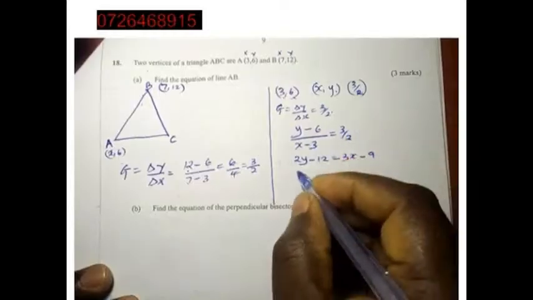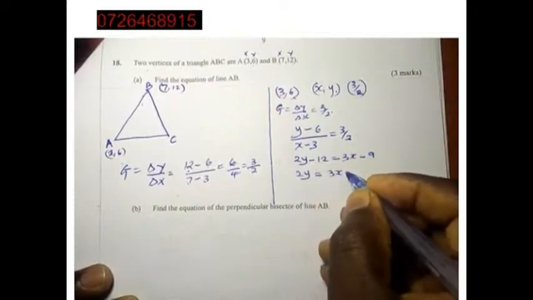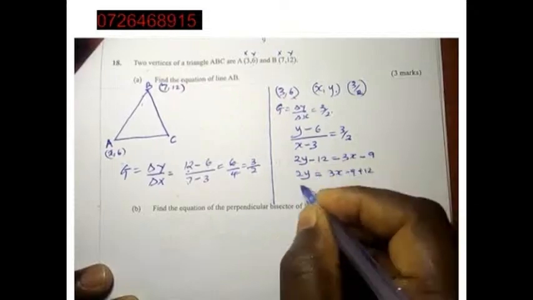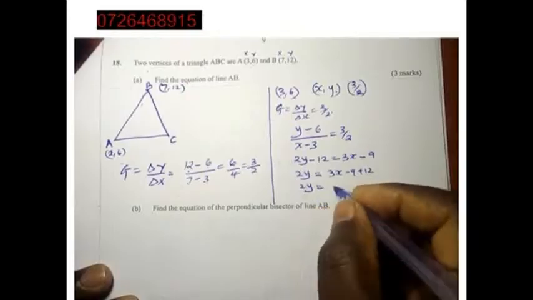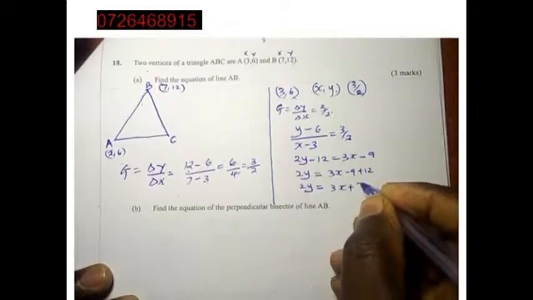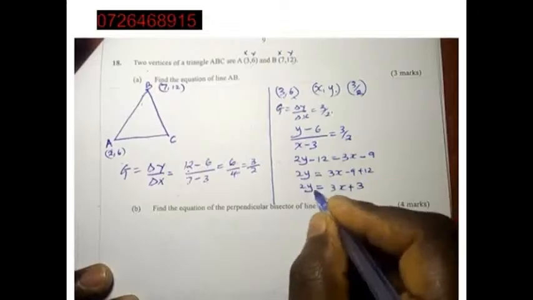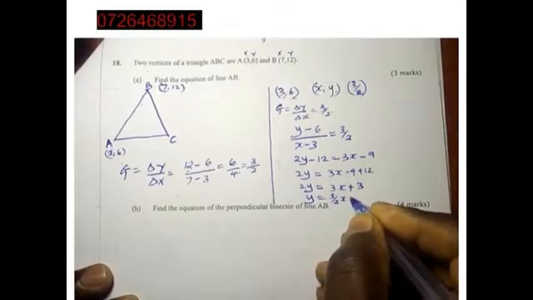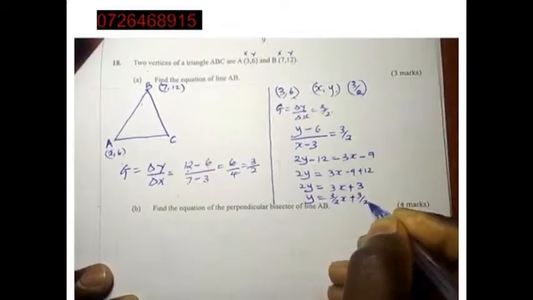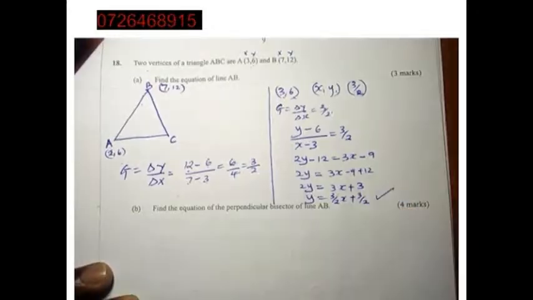So 2y itakuwa 3x negative 9 plus 12. 2y itakuwa ngapi? Itakuwa 3x plus 3. Finally y, so we divide by 2, so we have y is equal to 3 over 2x plus 3 over 2. And that is the equation of line AB. Hiyo ndio equation ya line AB.